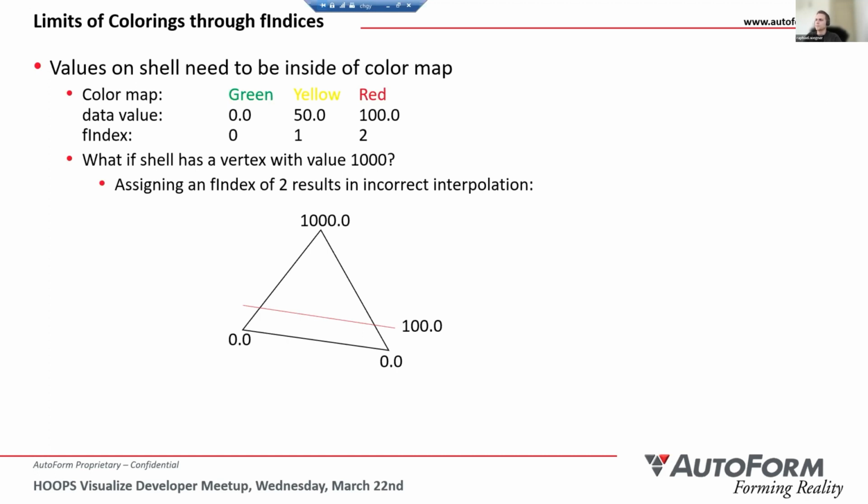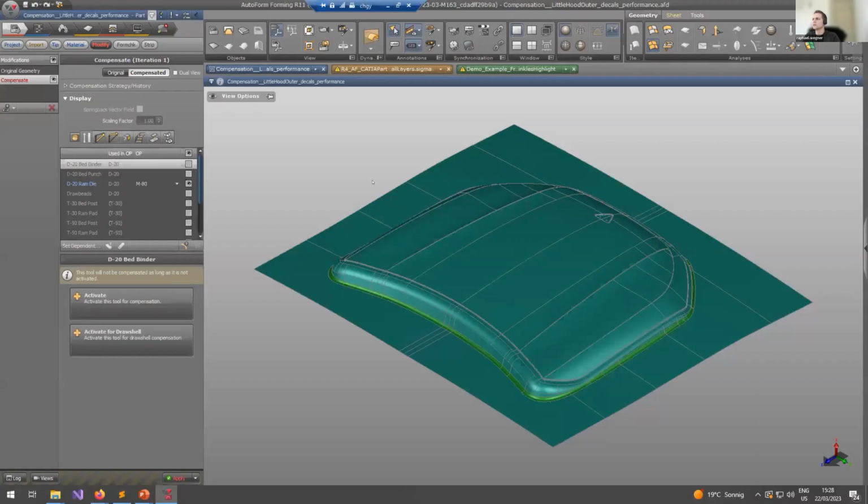So, for example, here on the top vertex, you have a data value of 1000. And if you would just apply f-index 2 to that vertex, so everything above 100 would get f-index 2, then you would directly interpolate between red, yellow, and green from top to bottom. However, what you actually want is everything above that red line should be red, and only below the red line you want to interpolate red, yellow, green.